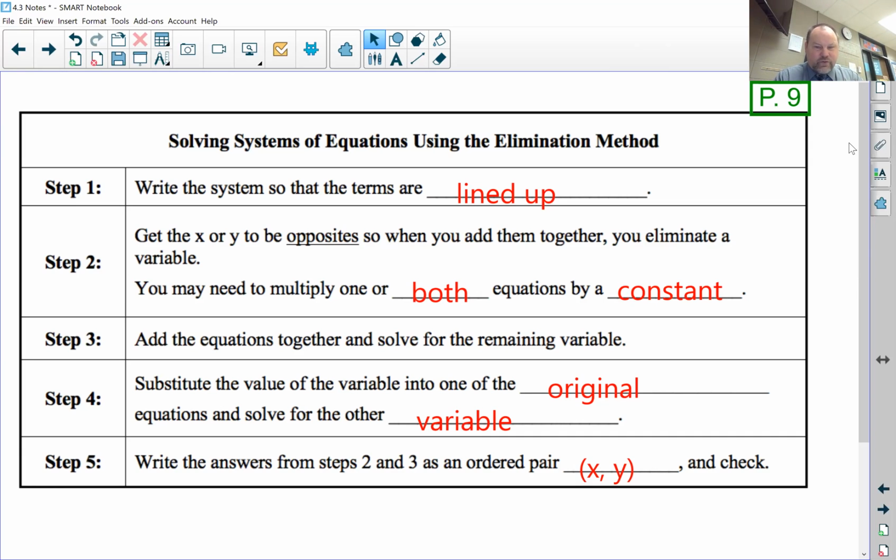Step 3, we're going to add the equations together and then solve for the variable that's left over. Once we finish step 3 and get a value for one of our variables, we're going to take that value and substitute into one of the original equations and solve for the other variable. The answers from steps 3 and 4 we're going to write as an ordered pair, X, Y, and then we can check our solutions.